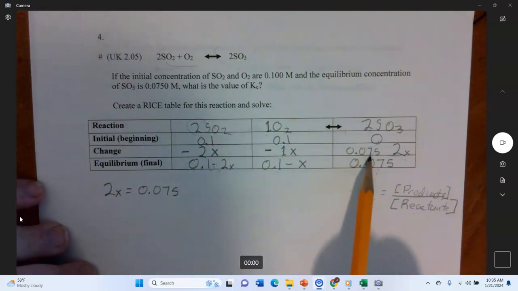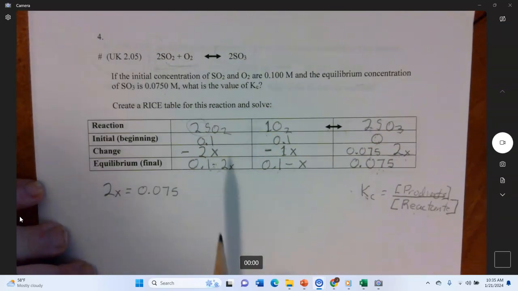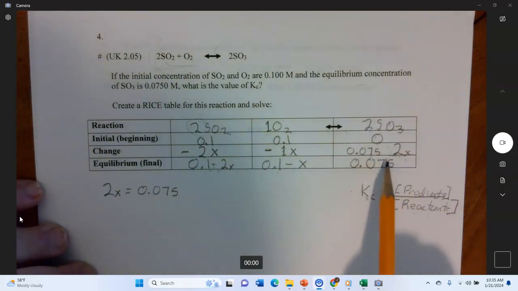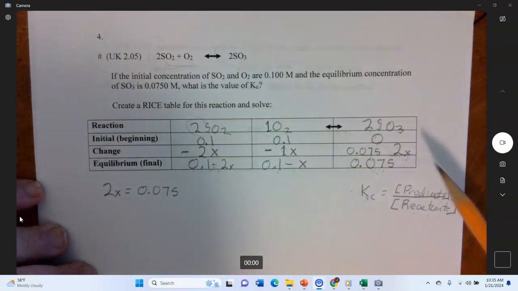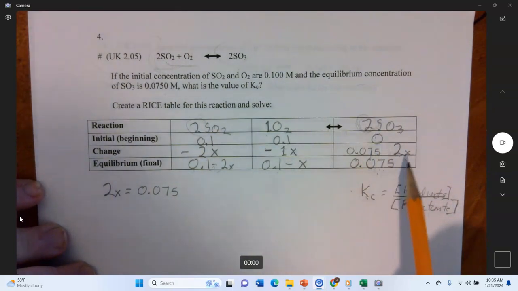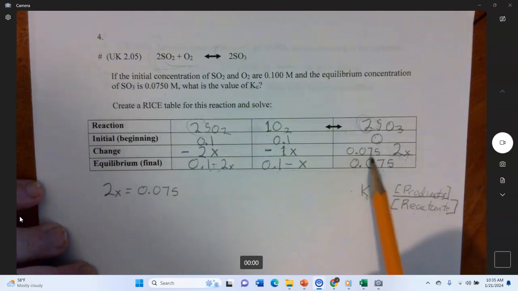We actually know the value of this, because we went from 0 to this, so this had to be the value. If we were to write it in the variable form that we did here, this would have been 2x, because you'd put an x there. It's positive because it's a product and it's being produced. It's going up in value, and you always use the coefficient in front of the compound. So this would be 2x. So that means 2x is 0.075.